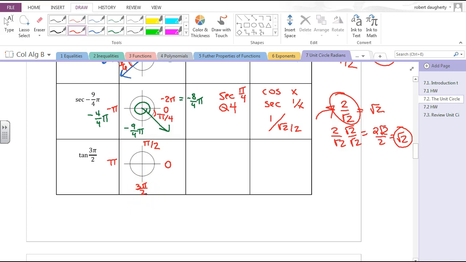So what's the definition of tangent? Tangent is just y divided by x. So on your unit circle, if you look at 3/2 pi, that's where 270 degrees is. The coordinate is what? 0, negative 1. So y over x is going to be negative 1 over 0. That is undefined because you cannot divide by 0. Okay? So again, this angle was the angle on this quadrant.